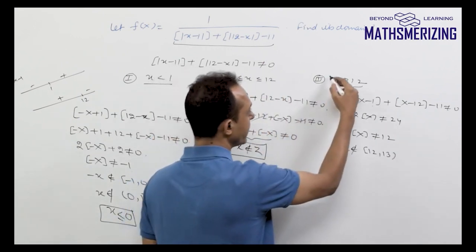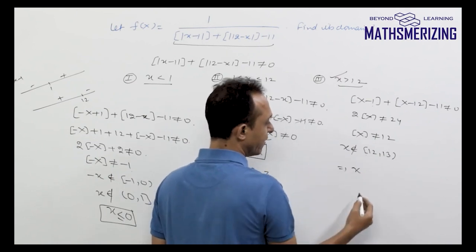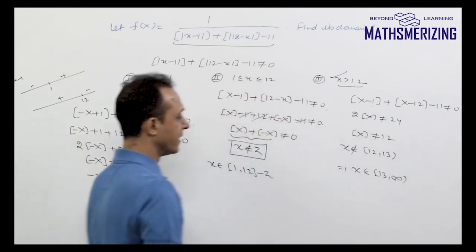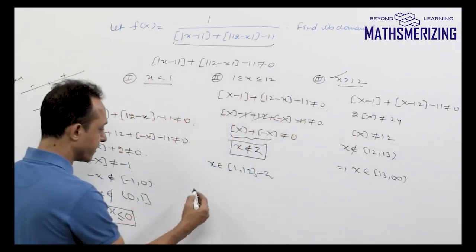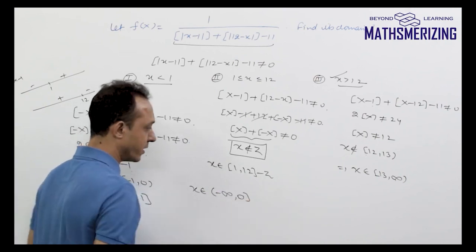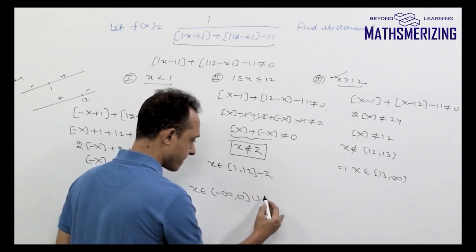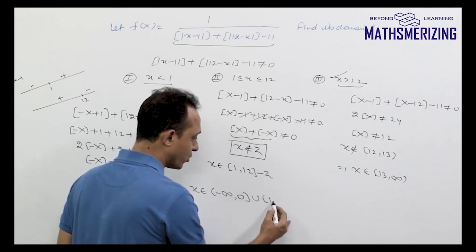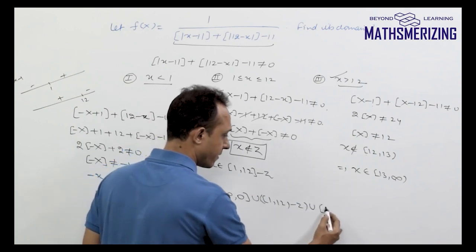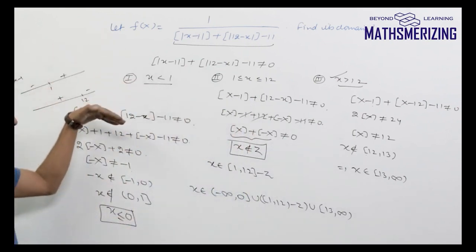So here x should be greater than 12 but should not be equal to 12 and 13. So the result I'll get is the value of x should lie between 13 to infinite. So the answer to this question is either the value of x is less than 0, x belongs to minus infinite to 0, 0 included, union 1 to 12 except 0, union 13 to infinite. So that is the answer to this question.